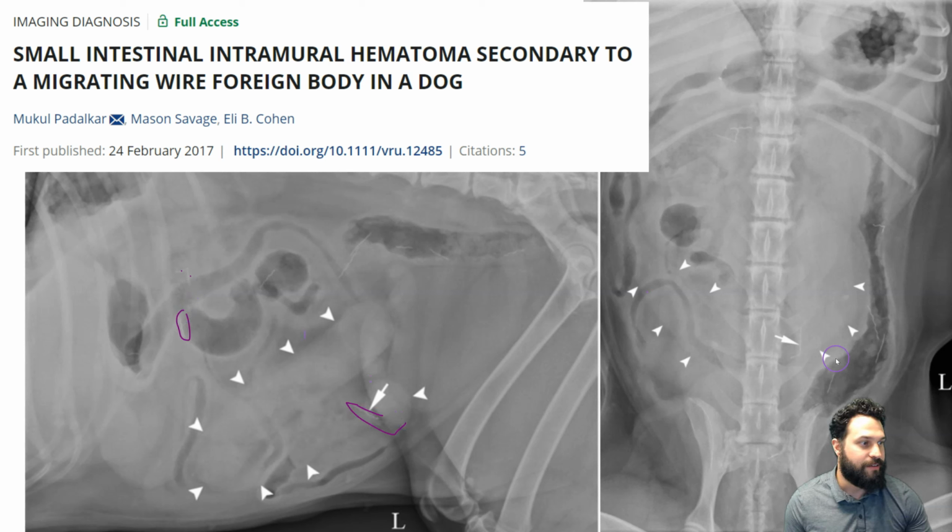And what they ended up finding was that these wires migrated into the wall of the small intestine, caused an intramural hematoma, which caused this widening of some of the intestinal segments, which they're pointing at here with the arrowheads. And this is what actually caused the clinical signs and obstruction in this patient.